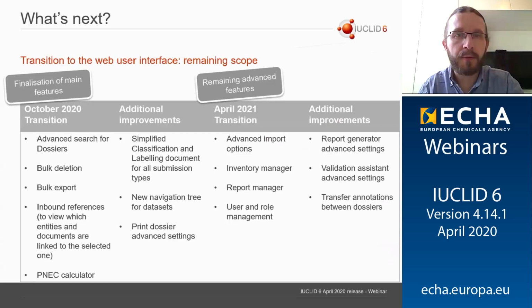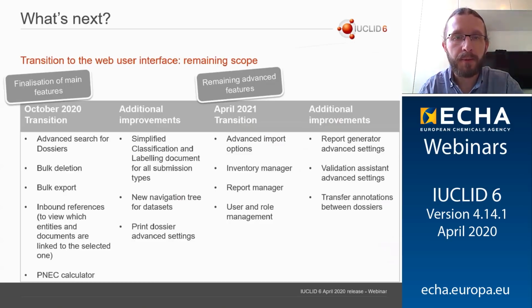What is relevant for the transition to the new user interface is to be aware of the remaining scope. So here on this slide, you can see when we plan to finalize the main features of Euclid to fill the gap between the classic interface and the web interface. And by October 2020, we will provide the possibility to perform advanced search for dossiers, bulk deletion and export.